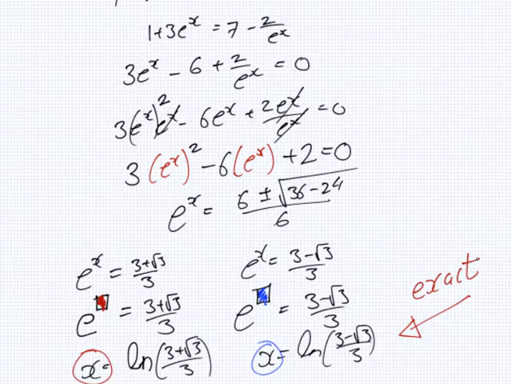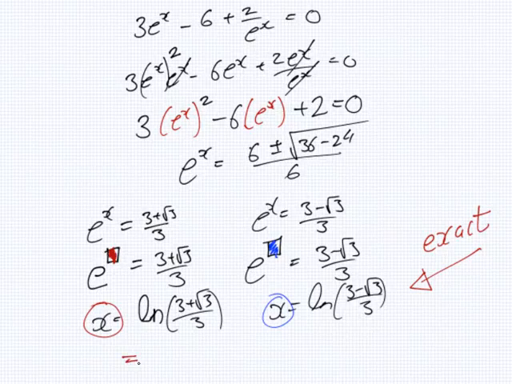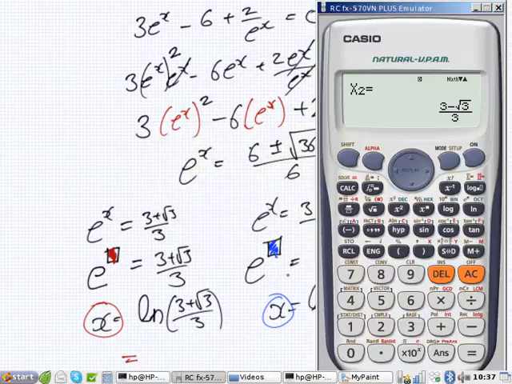So if the word exact is in the question, it means they want the answer left like this. So if you see the word exact, it means like this. So it might say, solve for this exactly, or what is the exact solution or value, yeah. If they don't use the word exact, then they're happy for you to give this as a decimal.